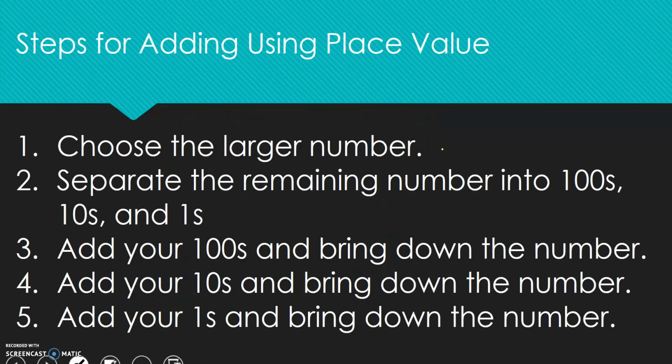So let's review the steps for using place value. 1, you choose the larger number. 2, you separate the remaining number into hundreds, tens, and ones. That's that HTO. You add your hundreds and zoop, bring down the number. You add your tens and zoop, bring down the number. And you add your ones, and there you get your answer. I look forward to teaching you all about using place value in class.